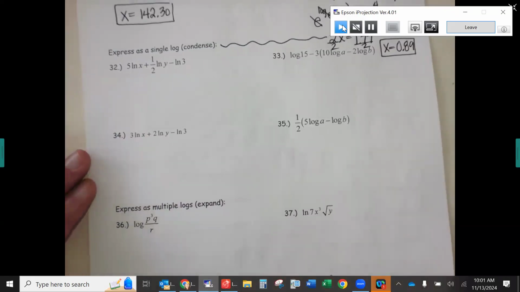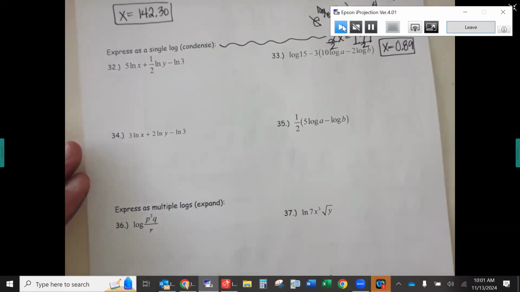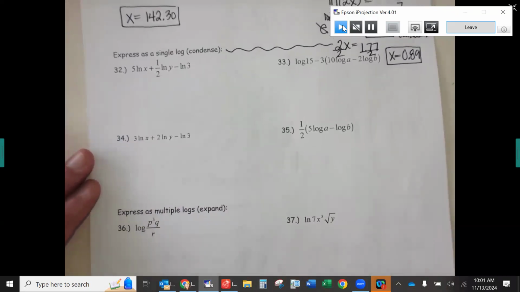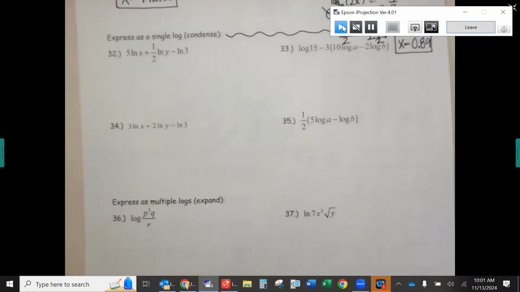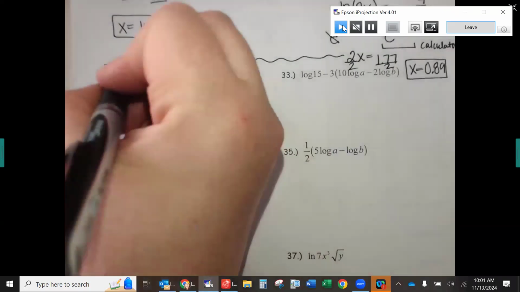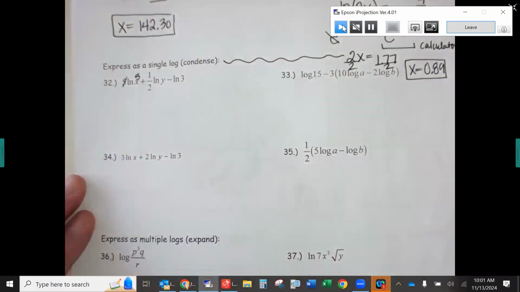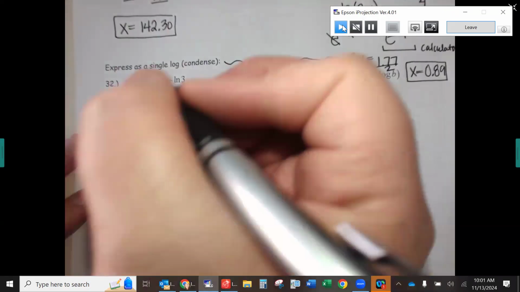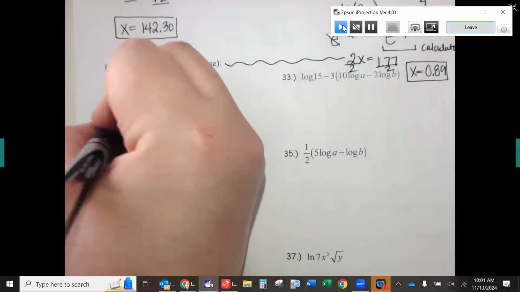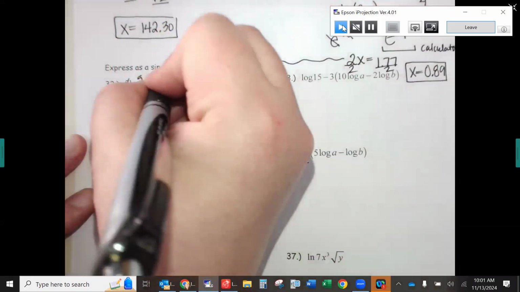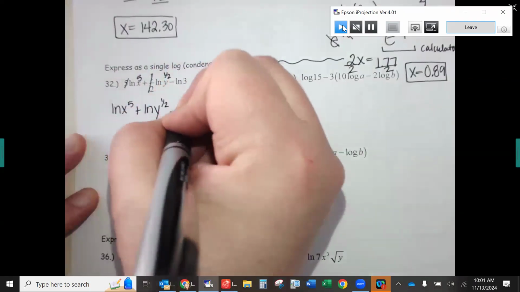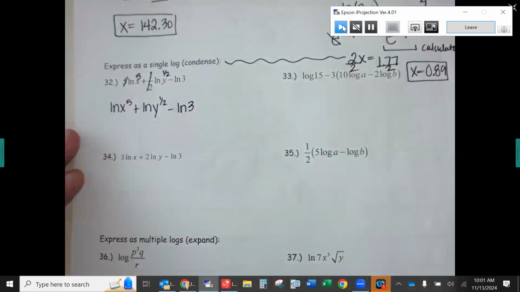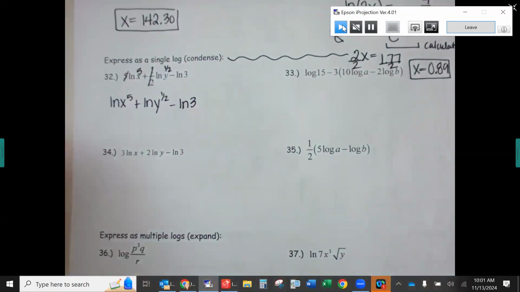So let's do number 32. Okay, first thing, any front numbers that I can push up. The 5 can go up as an ln x^5. Okay, what other number can move up? The 1/2, very good. So I'm gonna cross out my half. So now it's an ln y to the 1/2. Now I cannot bump up the ln of 3 because notice the 3 is not in the front. Only front numbers can move up.